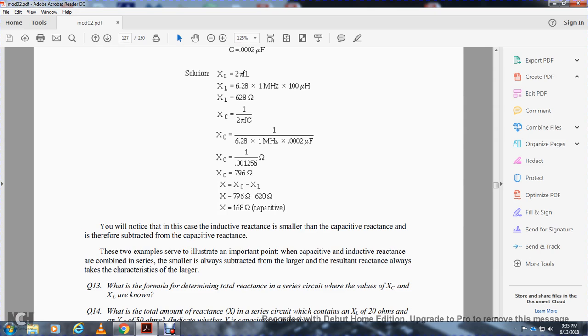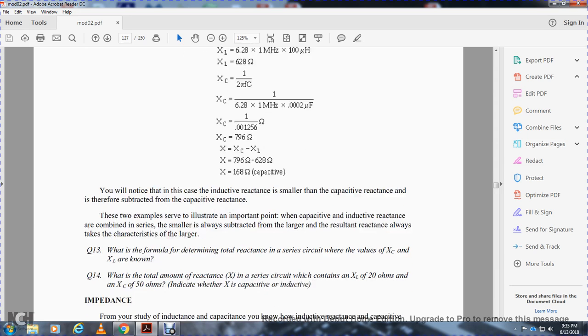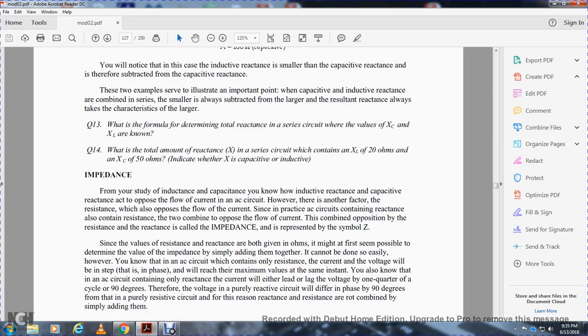You will notice that in this case the inductive reactance is smaller than the capacitive reactance, and therefore you subtract the inductive reactance from the capacitive reactance. There are 2 examples of the illustration. Important: when capacitive and inductive reactance are combined in a series, the smaller is always subtracted from the larger. The resulting reactance always takes the characteristics of the larger.